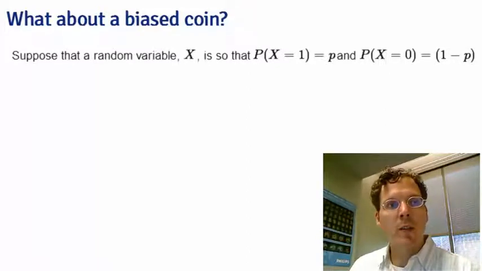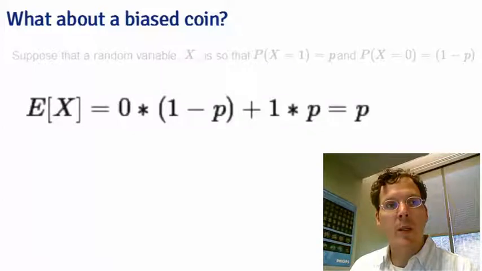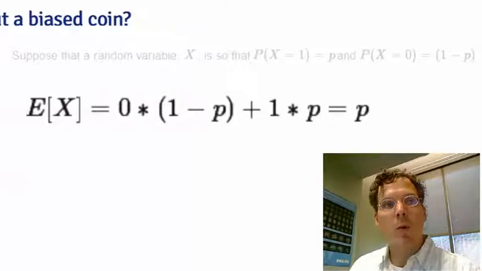Well, plugging directly into the formula, it's 0 times 1 minus p plus 1 times p, which works out to be p. So the expected value of a coin flip, even a potentially biased one, is exactly the true long-run proportion of heads you would obtain in infinitely many flips of the coin.